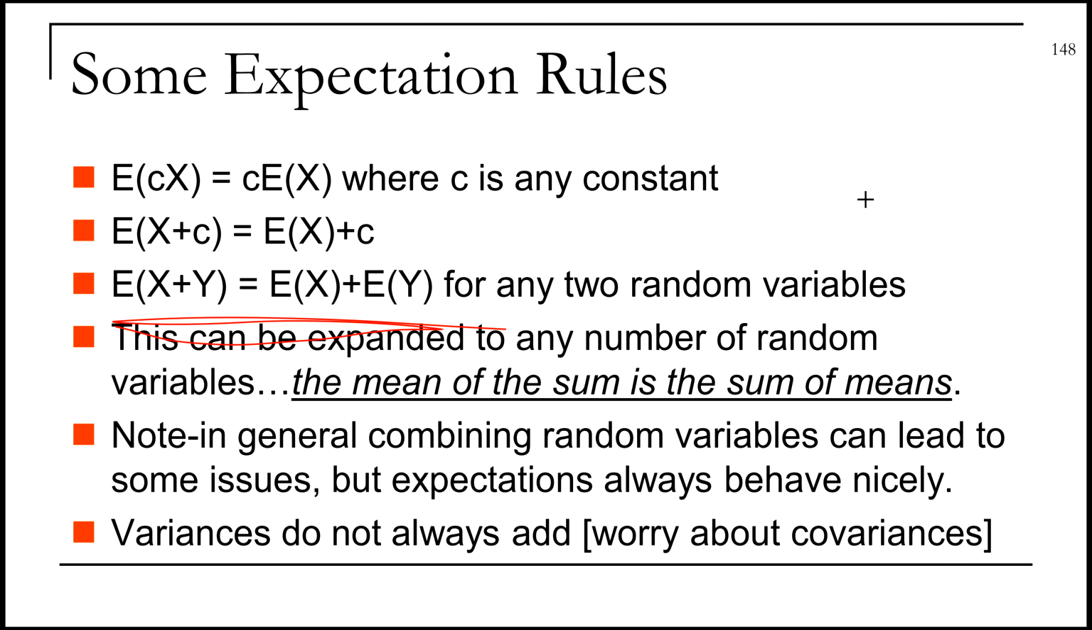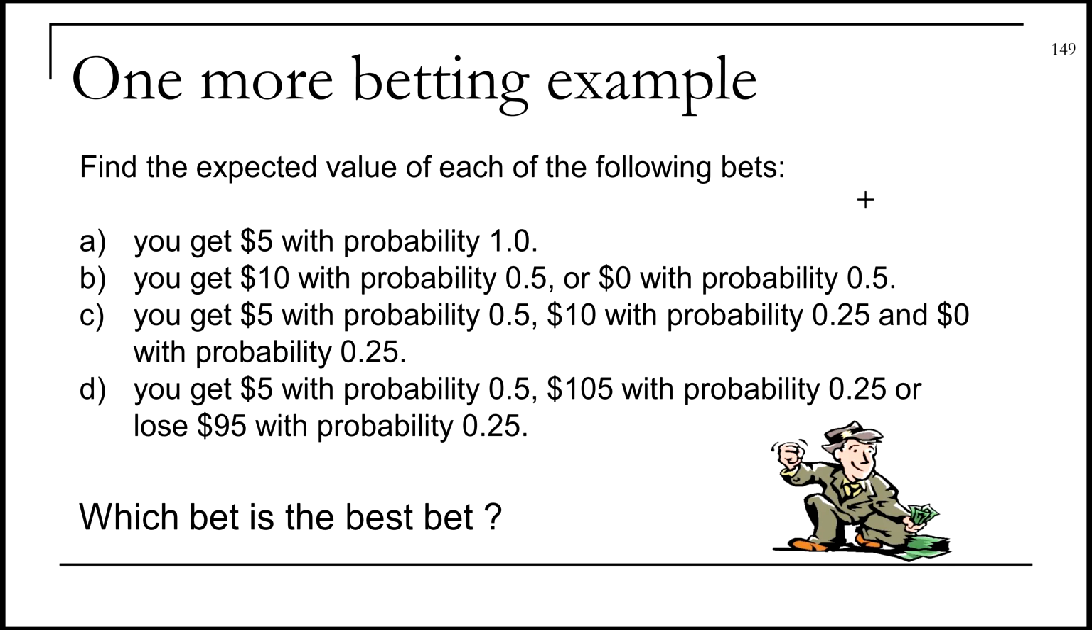That's great. So that's what's going on with expected values. Now, one more example before we move on to something called variability. Consider the following bets. You get $5 with probability 1. You get $10 with probability 0.5, 0 with probability 0.5, and so on and so forth. Which bet's the best bet?